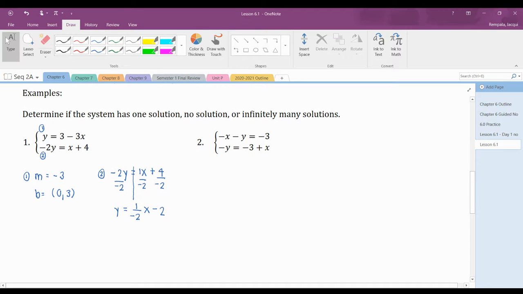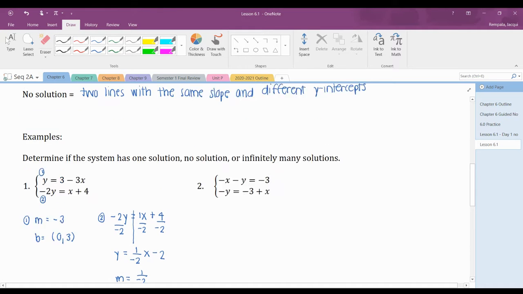And now that I have that into slope-intercept form, I can identify my slope. I can identify my y-intercept. Once again, slope is attached to the x, so that's that -1/2. -2 is the number not attached to x, so as an ordered pair, that would be (0, -2). So notice with both of those lines, the slopes are not the same and the y-intercepts are different.